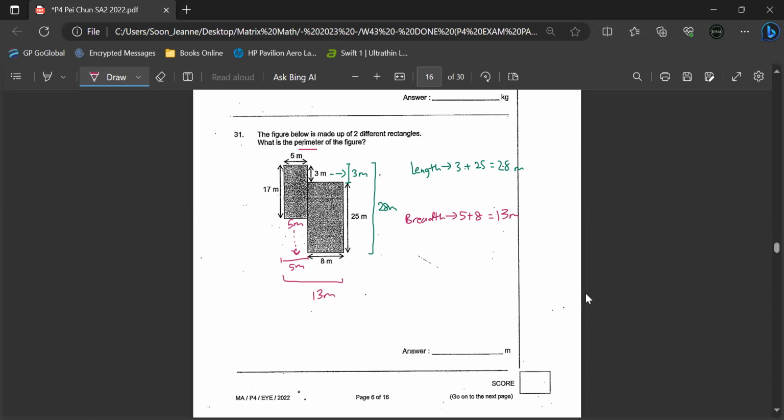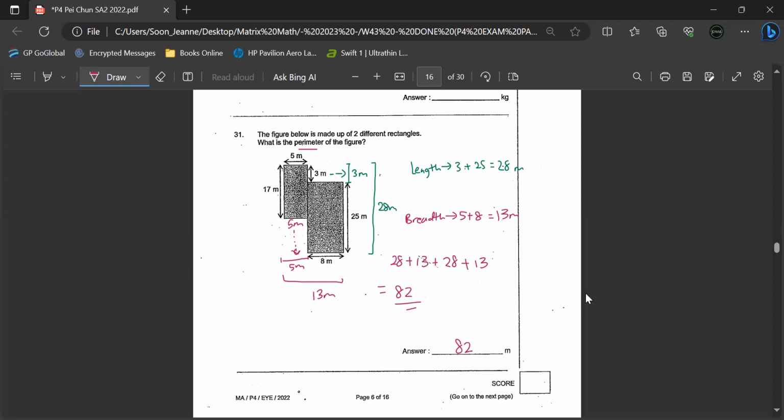The breadth of the figure is 13. The other breadth is also 13. So the perimeter will be just 28 plus 13 plus 28 plus 13. Your answer is 82 meter. So please write down 82 meter as your last answer.